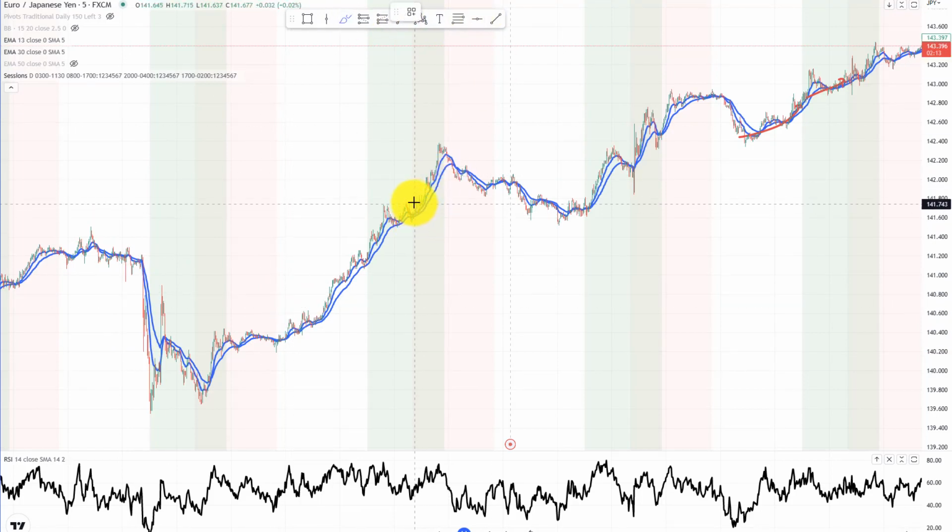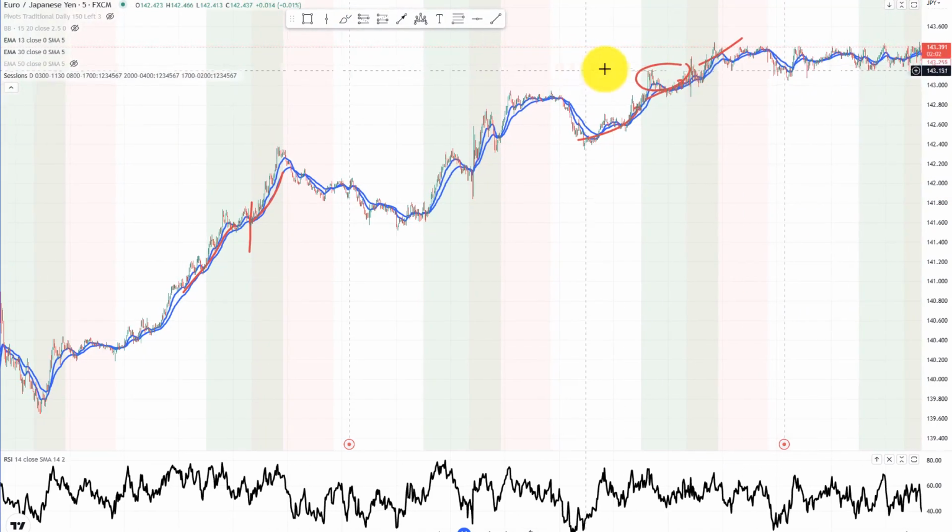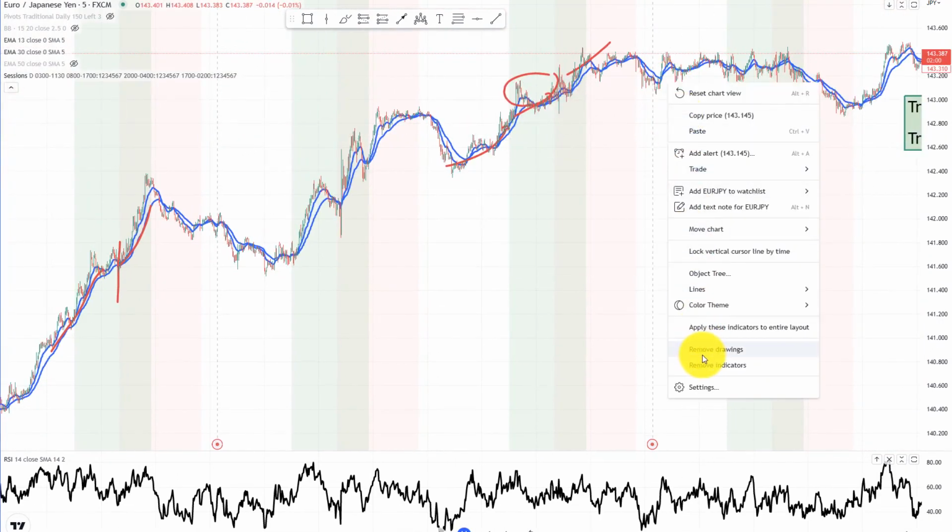So we look at what has happened prior to the New York open. Do we have a trend? Then we look for continuations. Do we have a sideways range? Then we look for a breakout. And that is what we are testing now.